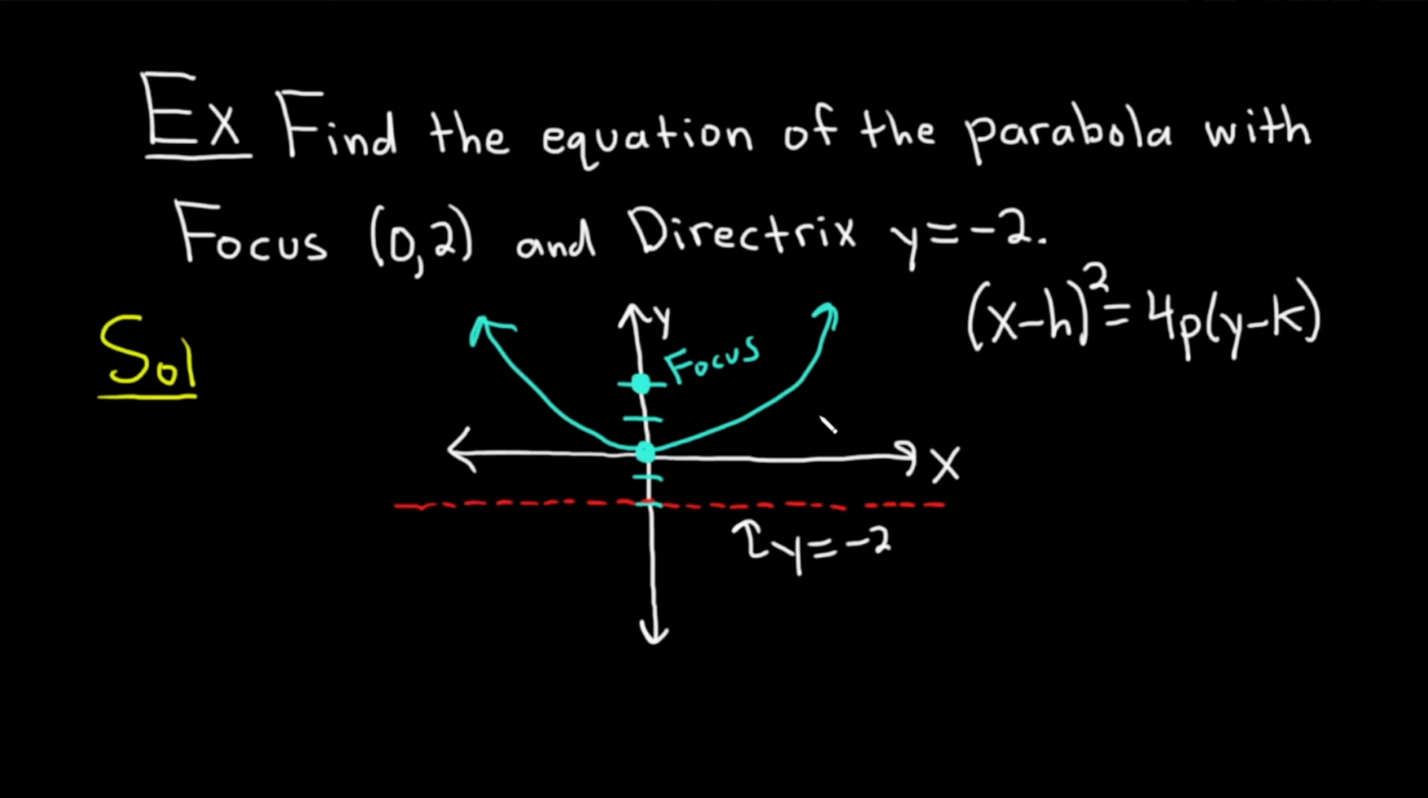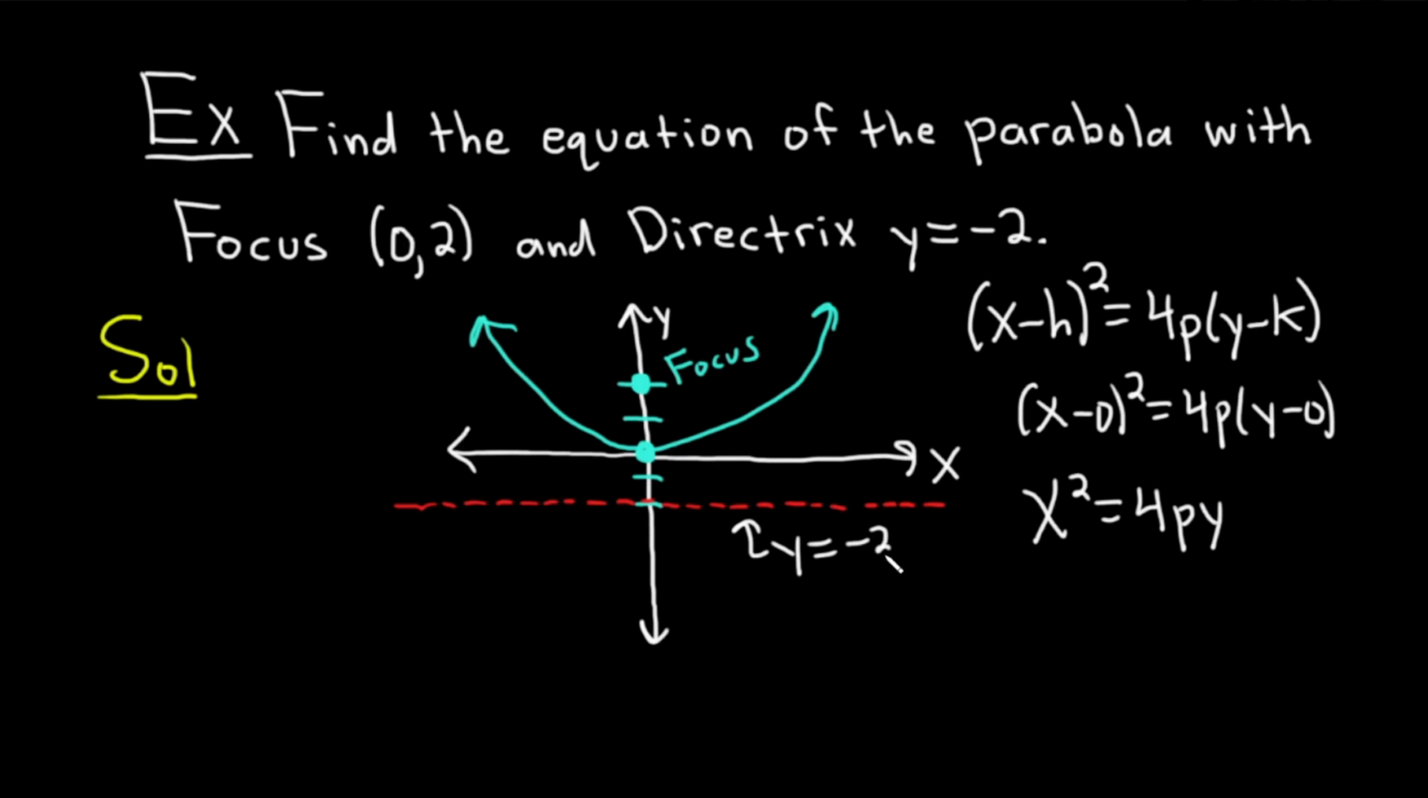So we know what the vertex is. It's (0, 0). That's what h and k are. When you put a 0 here, the h just goes away. So you get (x minus 0) squared equals 4p times (y minus 0). So you get x squared equals 4py. And now we just have to find p.